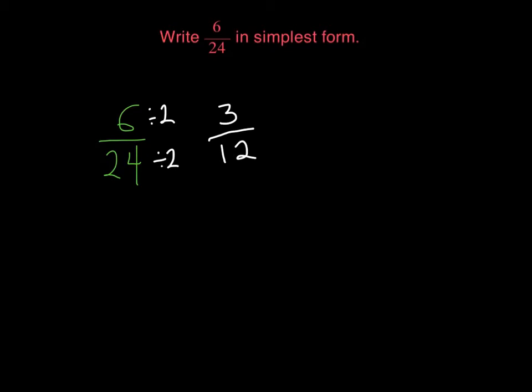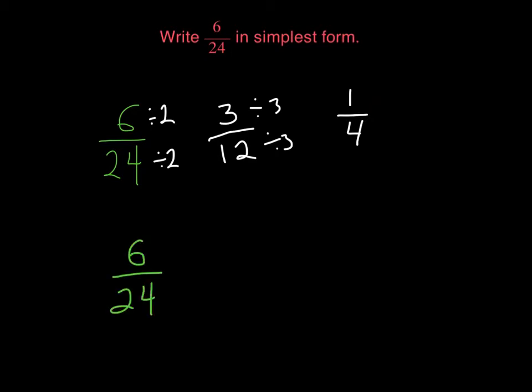And now, are there any other common factors? Well, let's see, a factor of 3 is 3, and a factor of 12 is also 3. I can count by 3's to get to 12. So I can also divide this by 3. And now 3 divided by 3 is 1, and 12 divided by 3 is 4. Now the only factor in 1, right here, is 1. So this is simplest form, because the only thing I could divide both these by would be 1. And if I did that, I would still get 1/4. It would be the same answer. So that would be my simplest form.